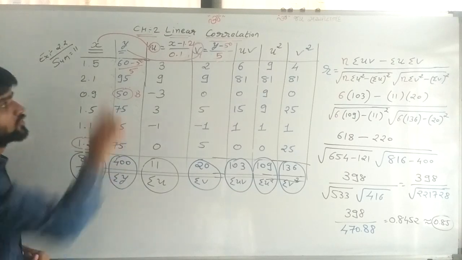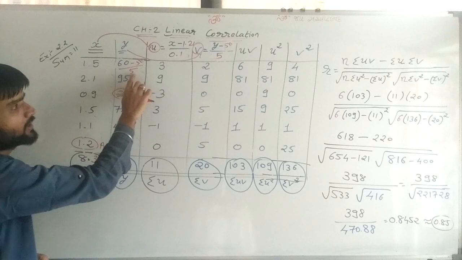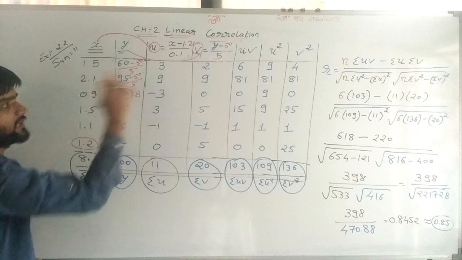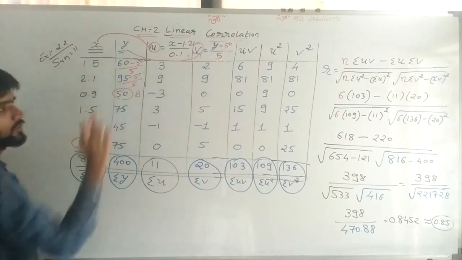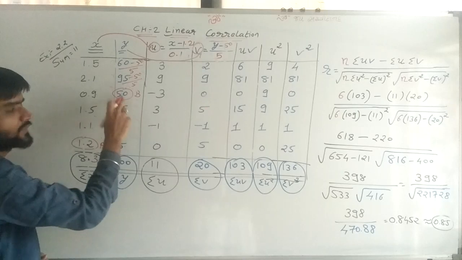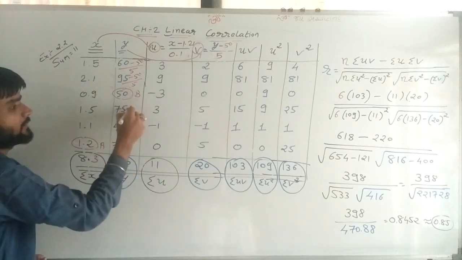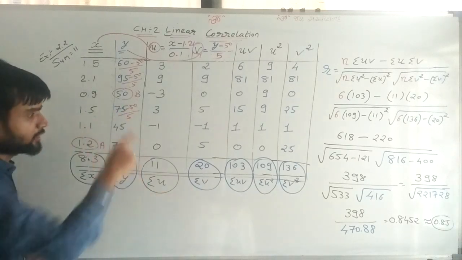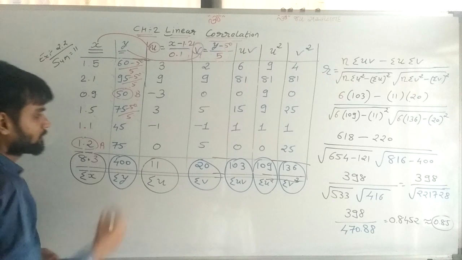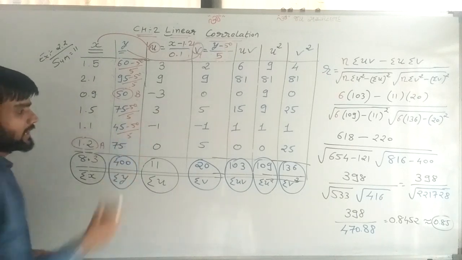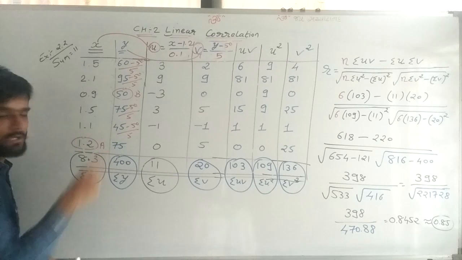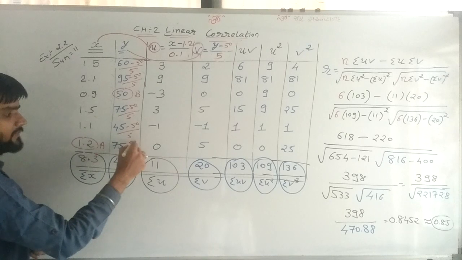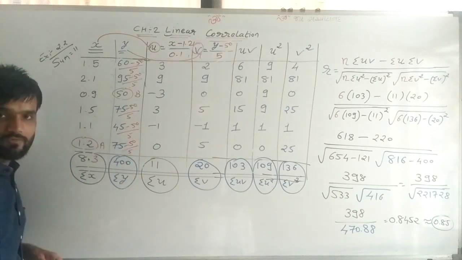divide by 5. So 60 minus 50, 10. 10 divided by 5, 5 twos are 10, answer is 2. Same way here, minus 50 divided by 5. 95 minus 50, 45. 45 upon 5, 9. 50 minus 50 becomes 0. 75 minus 50, 25. 25 divided by 5, answer is 5. 45 minus 50, minus 5. Minus 5 upon 5, minus 1. 75 minus 50 upon 5.